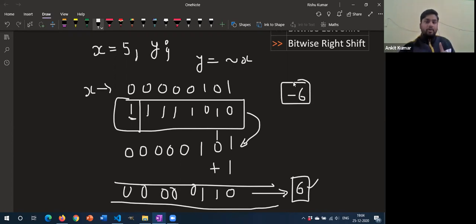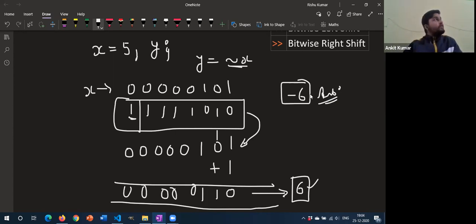So this was about the not operator. Whenever you put not on some number, you have to follow these steps. So it means that not of x is going to be minus 6. And when you print the value of y, you will get minus 6 as your answer. Okay. So this was about the not operator.